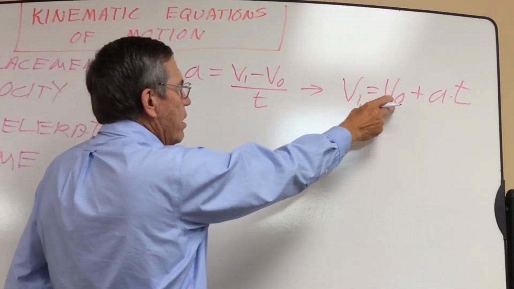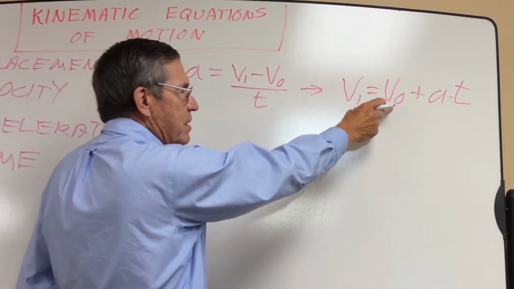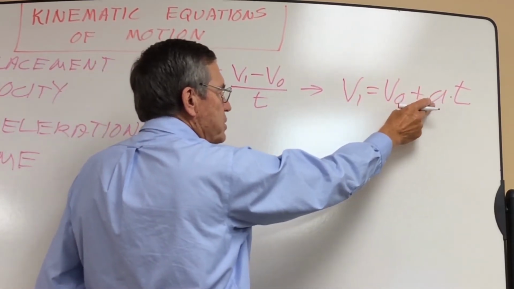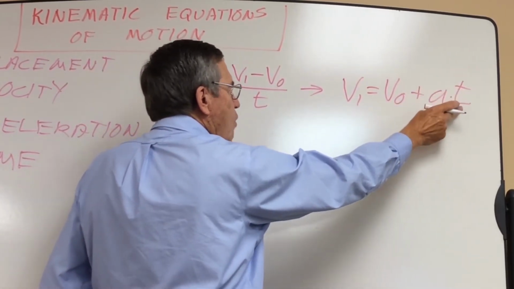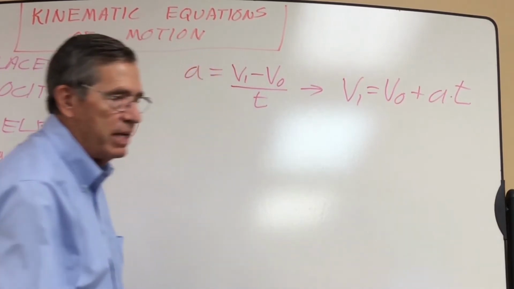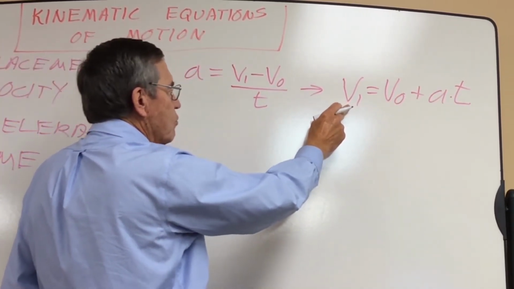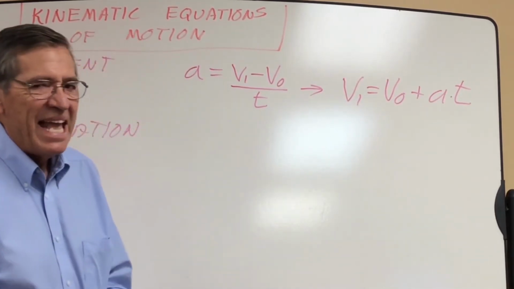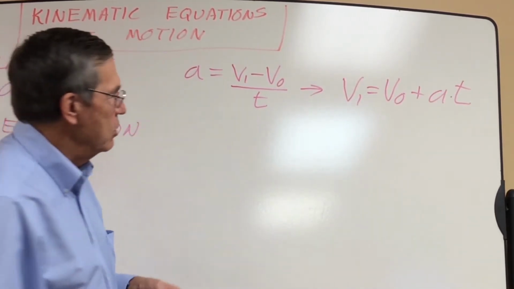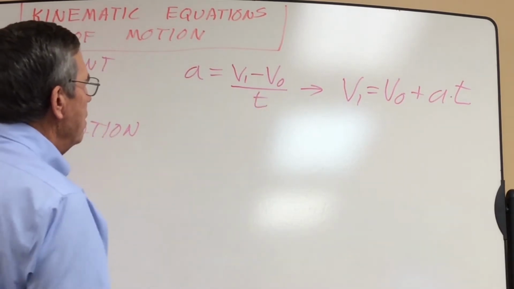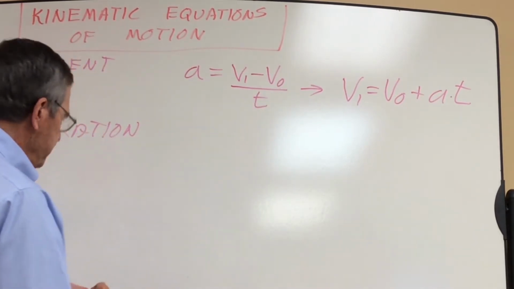So let's see how we might use this. If we know what our initial velocity is, and if we know what our acceleration is, and we know how long we're going to be doing that acceleration, meaning changing the velocity, then that'll tell us how fast we're going at the end of that acceleration phase of our motion. So that is our first equation of motion.